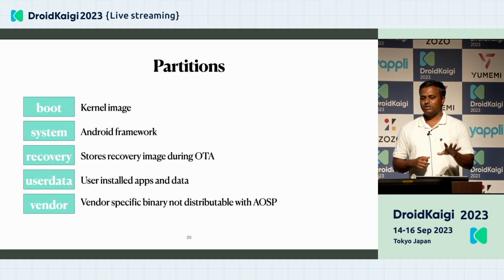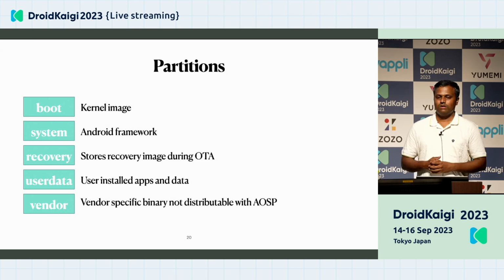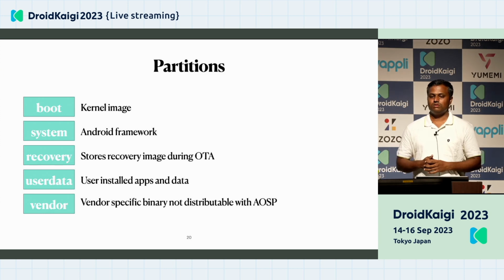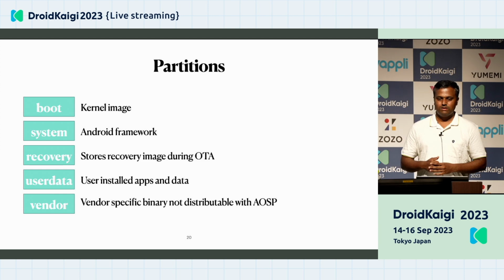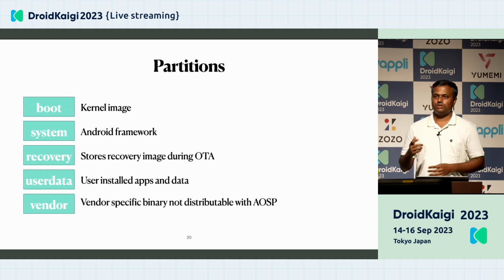Here are a few partitions I have listed. These are not all. There are many partitions in Android, but these are a few which I thought to list here. First is the boot partition, which has the kernel image. System partition: the Android framework goes here. Recovery partition: it is used for storing the image during the OTA, that is the over the air update, which we will see a bit later. User data partition: as we saw earlier, user installed applications go into this partition.